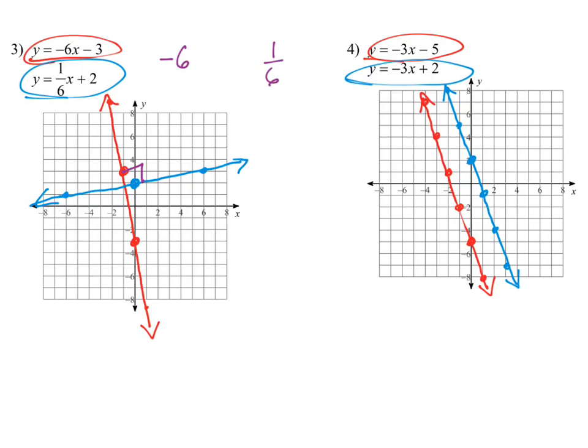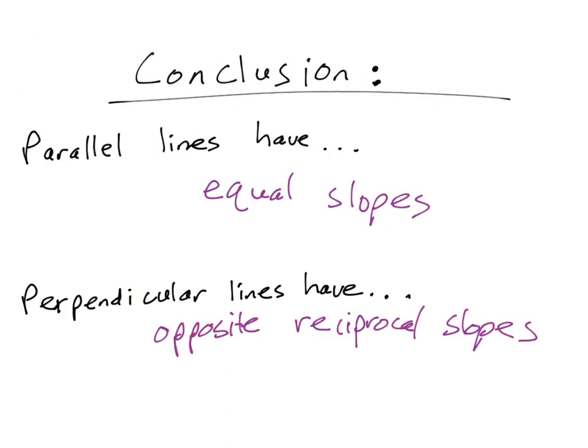These are flipped versions of each other, right? Negative 6 is negative 6/1. You flip them, you change their signs, and those lines will be perpendicular to each other. That's the big thing you're supposed to get from this little mini lesson about parallel lines and slopes and perpendicular lines and slopes. Parallel lines have equal slopes, and perpendicular lines have opposite reciprocal slopes.